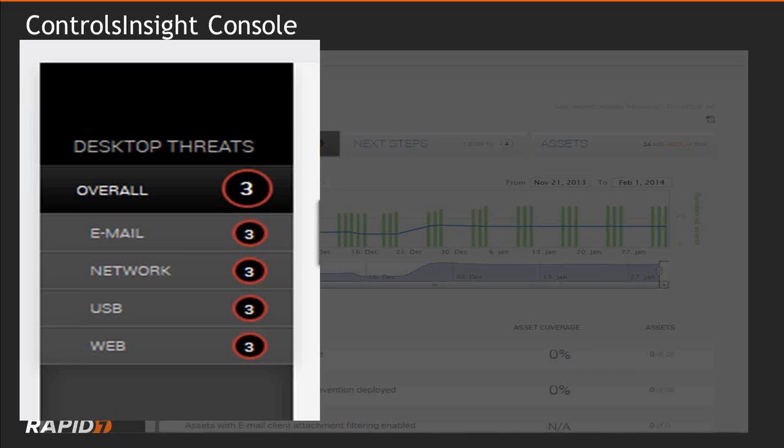We have here a rating of 0 to 10, 10 being the ideal rating, 0 being the lowest rating. Each one of those is broken out into email, network, USB, and web. So looking at 4 different categories of how you would categorize controls within your organization. In this scenario, this is one of our demo environments. We purposely set it up so it is a poor environment to show what it would look like. But 3 is across the board.